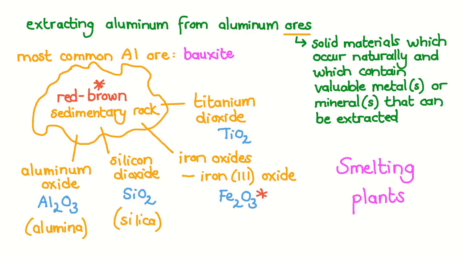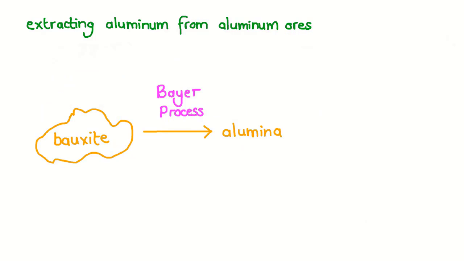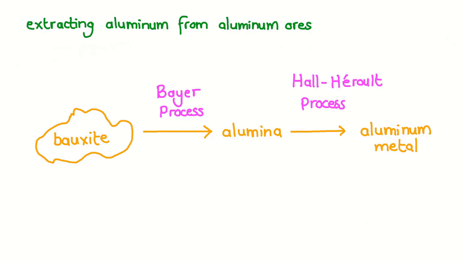The extraction of aluminum and its separation from other compounds in its ores occurs at large smelting plants. Bauxite is first converted to alumina in the Bayer process, and then alumina is converted to aluminum metal by the Hall-Héroult process. In the Bayer process, bauxite ore is first crushed, ground, and blended. Then it is added to a hot solution of sodium hydroxide.